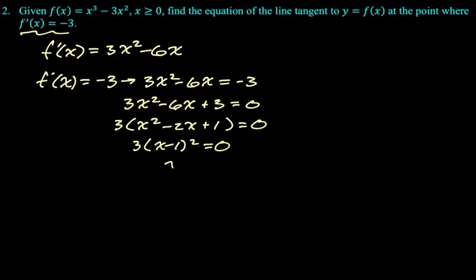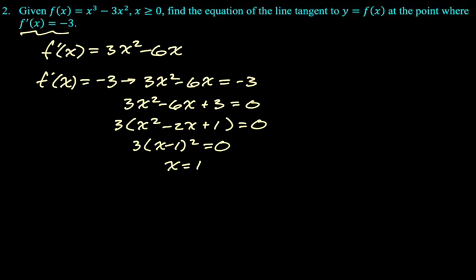And the only x value that makes that true is x equals 1, which means I didn't really need the restriction x is greater than or equal to 0, but I had it anyway. All right, and then the problem is find the equation of the line tangent. So we need to know the value of the function. We already know the value of the derivative is -3. That's like the premise of the problem.